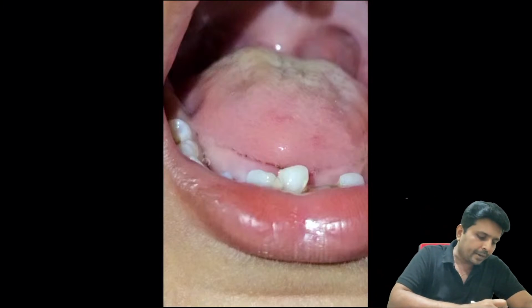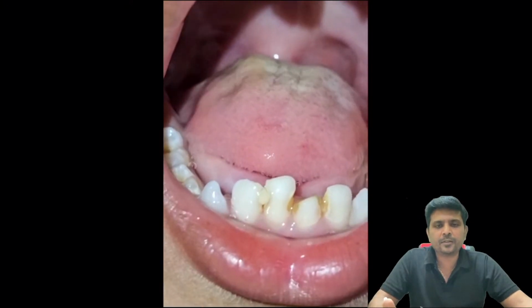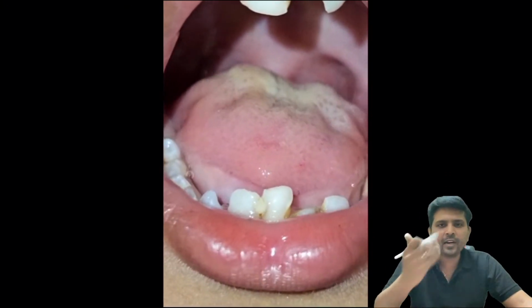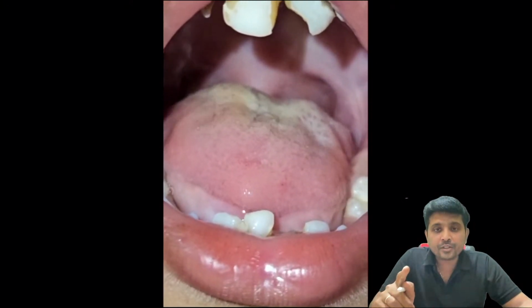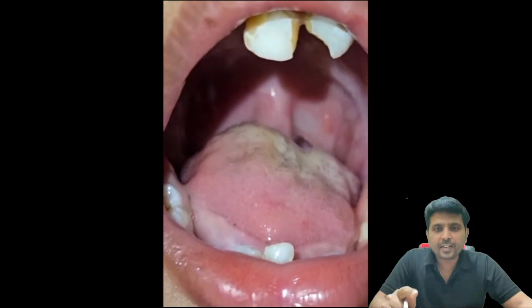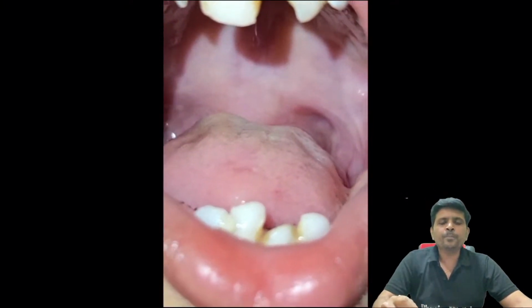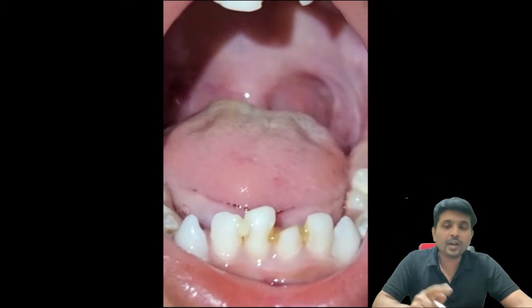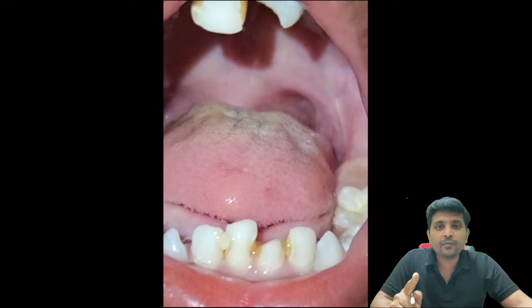Again, let me repeat, tongue fasciculation. Look at this. Tongue fasciculations are manifest. They are moving like anything inside the mouth. The child is not moving. There is also pooling of secretion. The child could not swallow. This is called tongue fasciculation. Tongue fasciculation is suggestive of what? Spinal muscular atrophy.